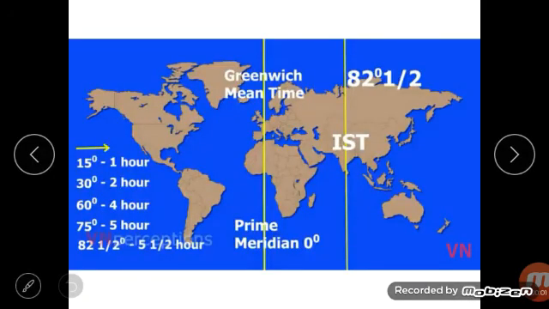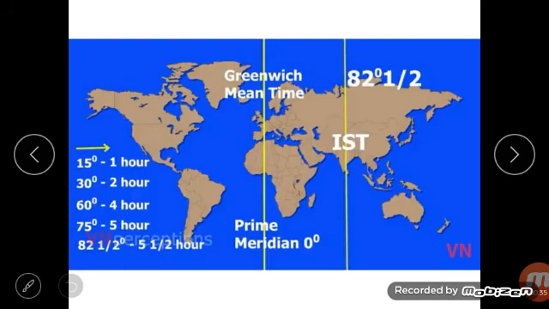Now next we have time zones. A time zone is a narrow belt which runs from north to south, with an east and west extent of 15 degrees of longitude. I have also explained why it is an extent of 15 degrees of longitude, because of the rotation of the earth.